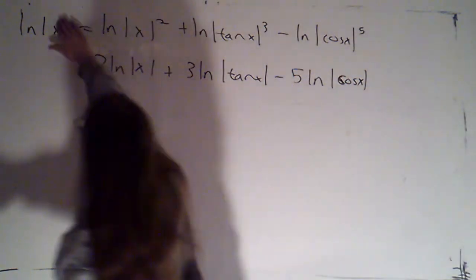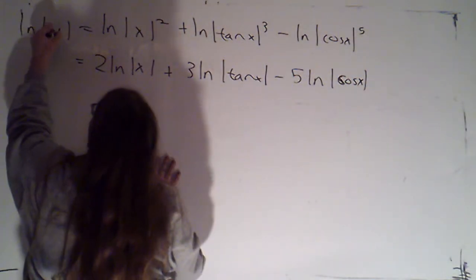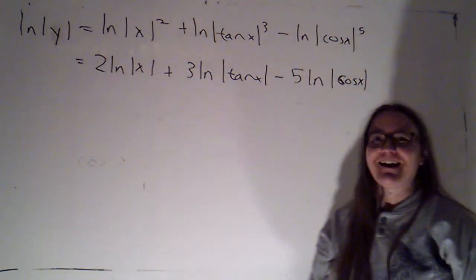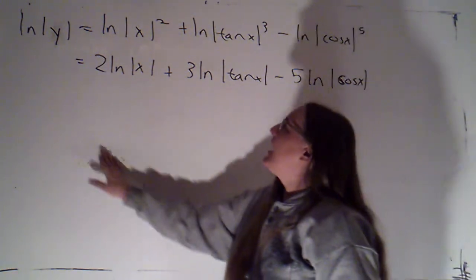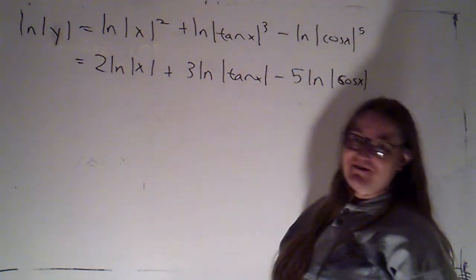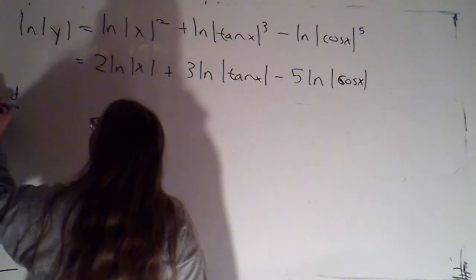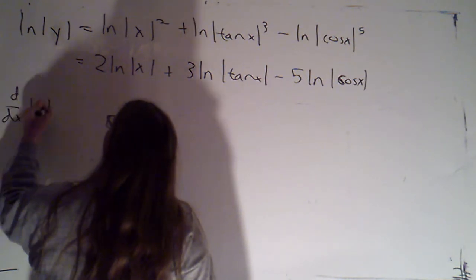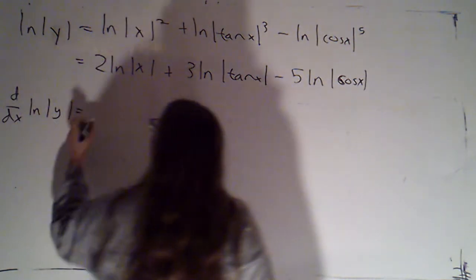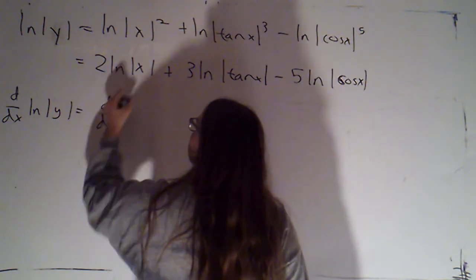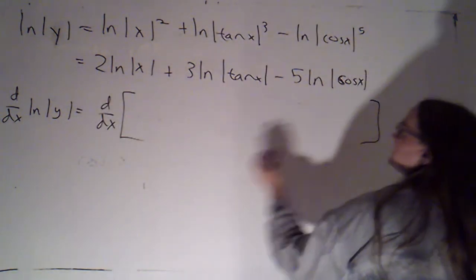Okay, and oh, I'm sorry. This left-hand side was the natural log of the absolute value of y, not of x. Okay, now we're ready to take the derivative. So the derivative of the natural log of the absolute value of y is the derivative of this whole thing.